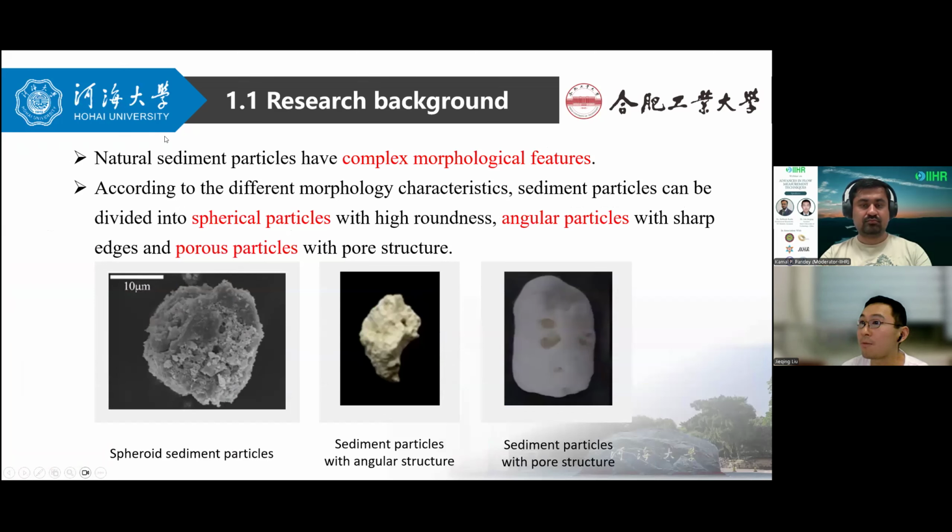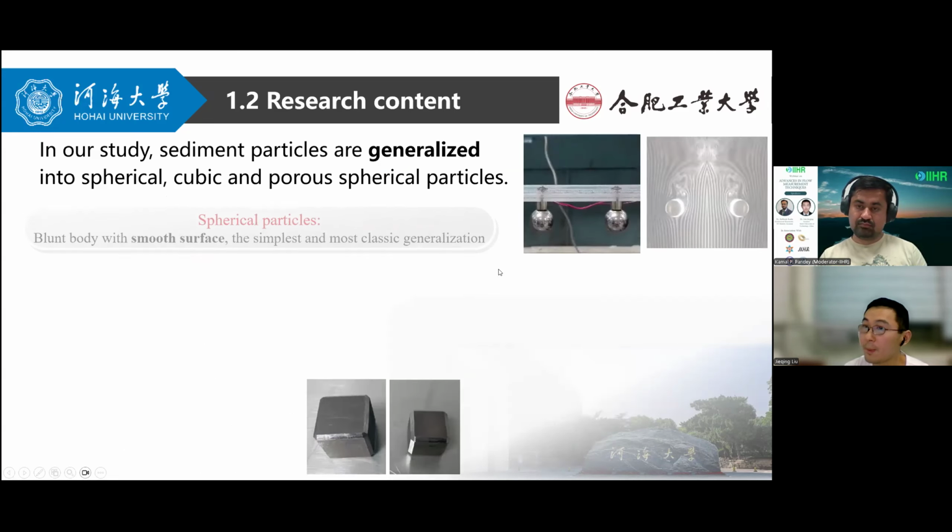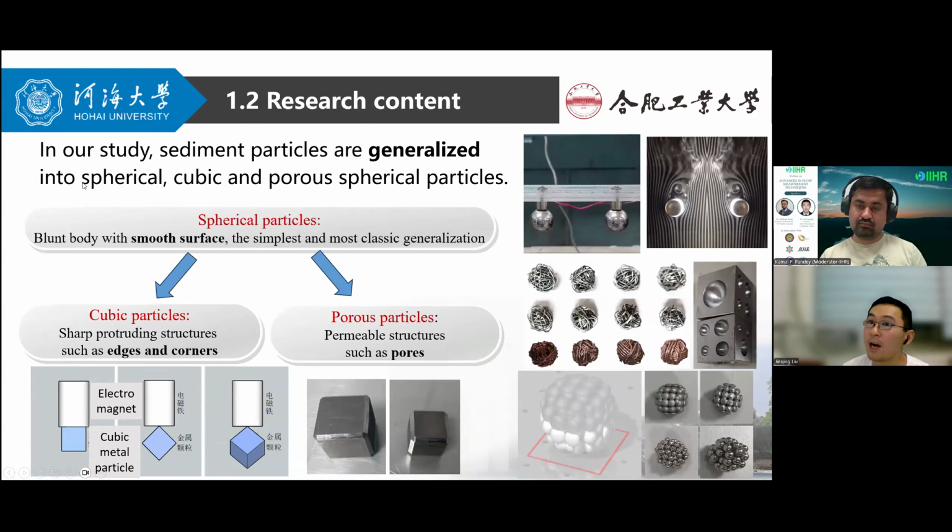Natural sediment particles have complex morphology features. We can see the picture below. According to the different morphology characteristics, sediment can be divided into spherical particles with high roundness, angular particles with shape and edge, and porous particles with pore structure. In our study, sediment particles are generalized into spherical, cubic, and porous spherical particles. We can see the picture.